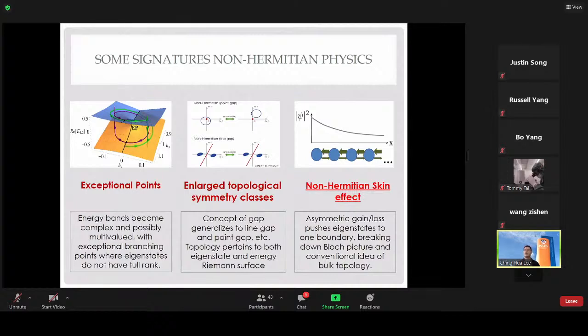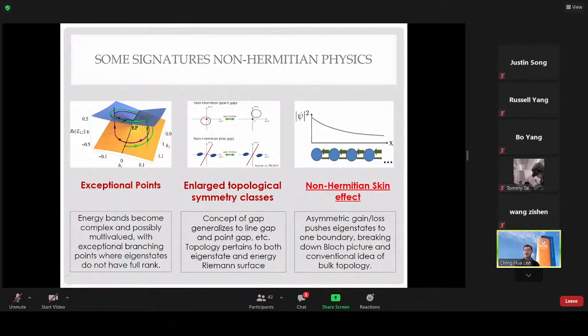So for example, you can have line gaps where the energy gap cuts between, let's say, two separate parts of the complex energy plane. Or you can have something called a point gap, like what is shown here, where the spectrum encircles some points. Of course, this is not possible in Hermitian systems because you don't have a complex energy plane.